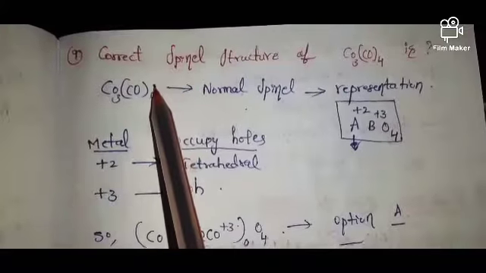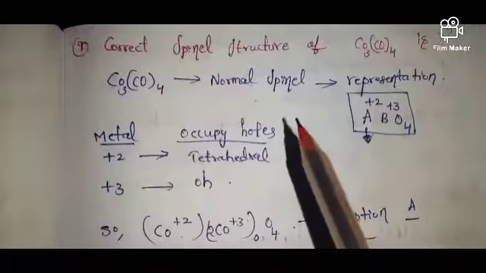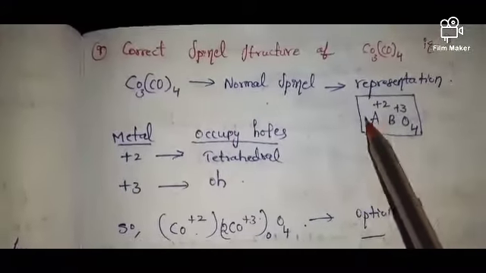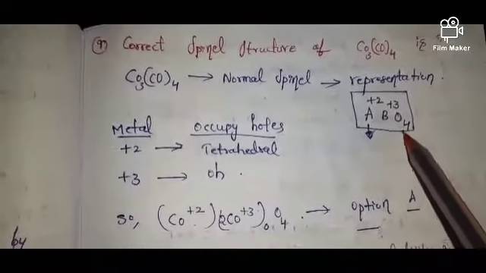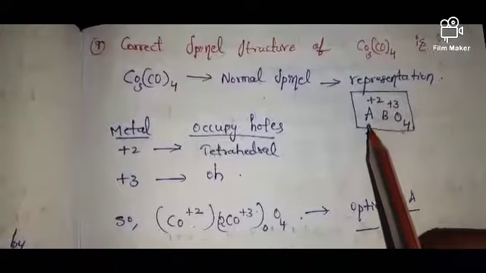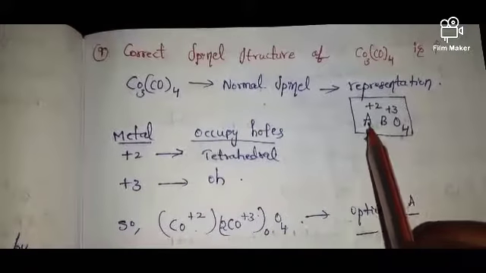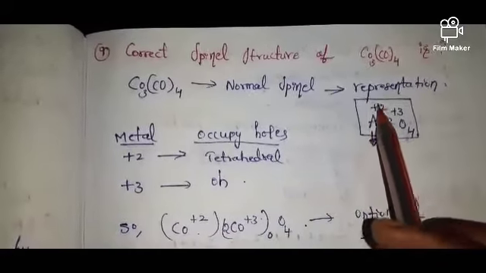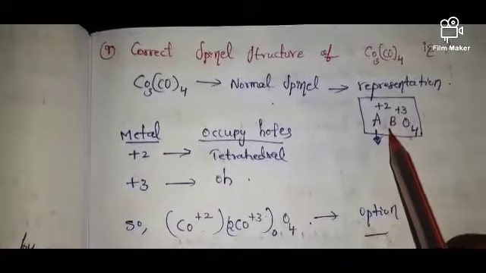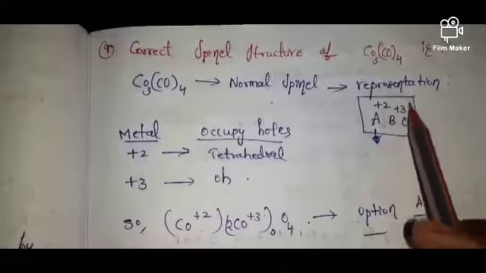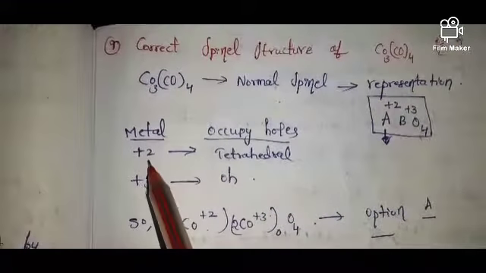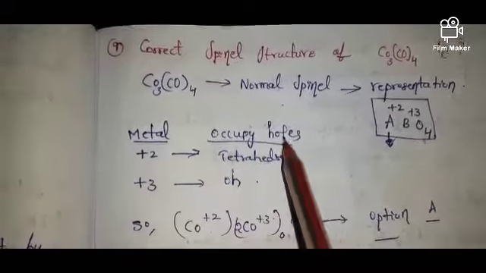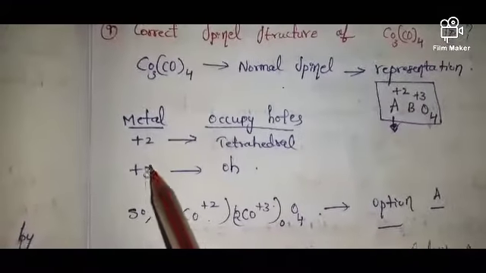Okay, this is the normal spinel. The representation for the normal spinel is A2+ B3+ O4. This A must be in +2 oxidation state and B must be in +3 oxidation state. Normal spinel means +2 occupies the tetrahedral holes and +3 occupies the octahedral holes.